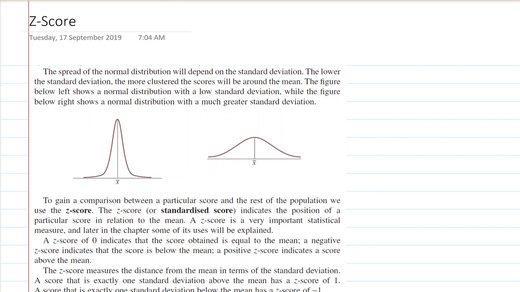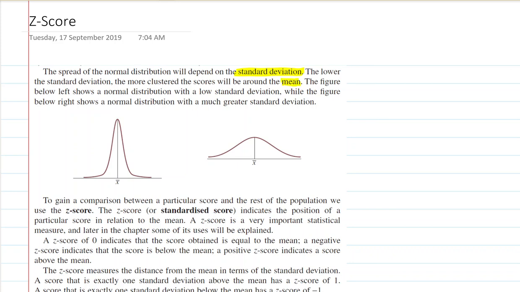Good morning and welcome. Today I'm going to show you how to calculate z-scores and, more importantly, what they mean and where we can use them. So first things first, to understand z-scores you need to know about standard deviation. You need to know what that means and you need to know what the mean means.